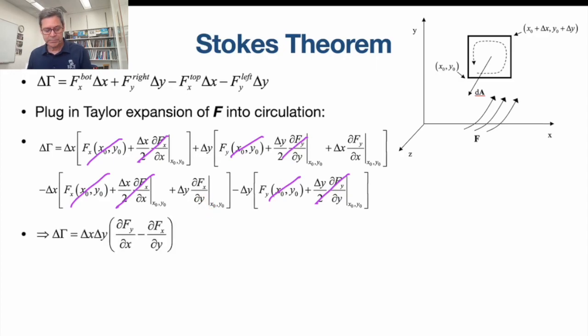So my circulation, by adding those pieces together for this infinitesimal loop, is the product of delta x delta y, and then it was dfy dx, so the derivative of the y component of my field f with respect to x minus the derivative of the x component of the field with respect to y. So that's what that boiled down to.